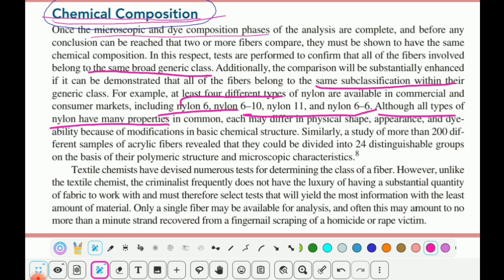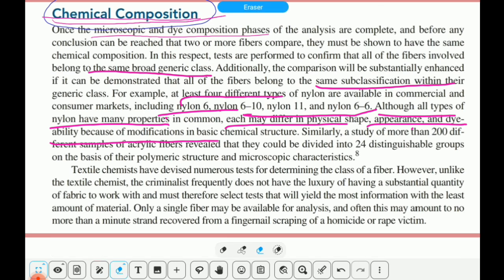Nylon is available in all of these four forms, but there must be some characteristic feature which is common among all of them. Each may differ in shape, appearance, the composition of dye, or the basic chemical structure, but there would be some similarity which states that all of them are nylon.